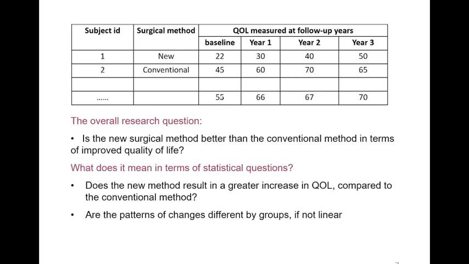The overall research question is something like, is the new surgical method better than the conventional method in terms of improving the quality of life? So what does this question mean? This is an overall clinical question. Translating this question to a statistical question is something like, does the new method result in a greater increase in quality of life compared to the conventional method? Are the patterns of change different by groups, if not linear, right?